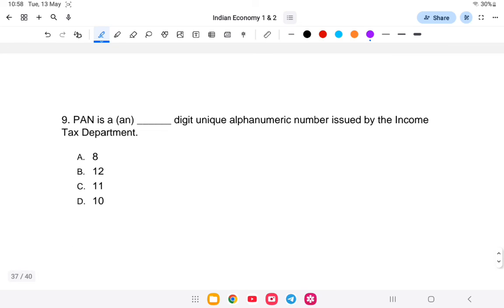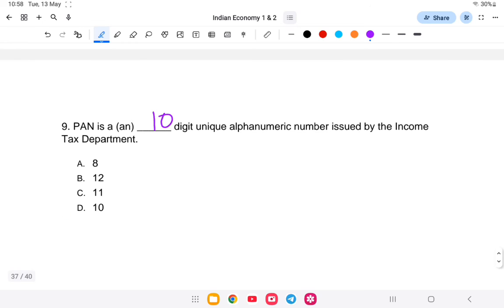How many digits does PAN have? Is it 8, 12, 10, 11 or 10? So PAN is related to how many digits? 10. That is option number B, the correct answer. Let us study in detail about this.